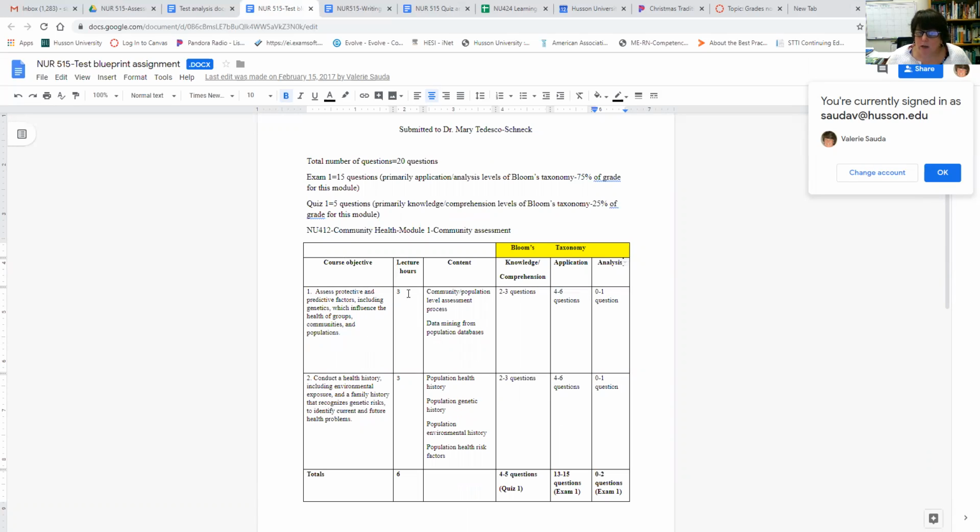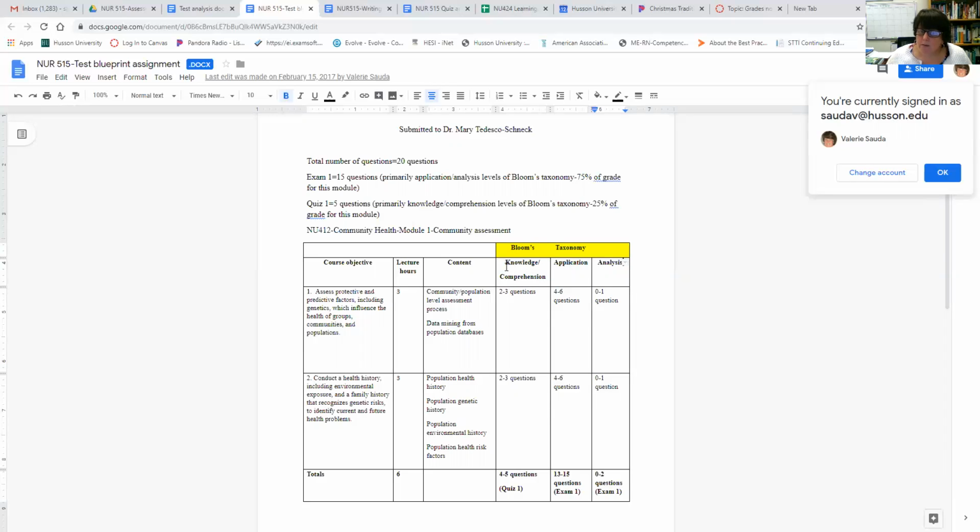In this particular case, I did a 3-hour session. This one I did a 3-hour session for an overall total of 6 hours. The next column is the content that was covered in that particular part of time, making sure that I directly connected this content to the course objective. The last 3 columns should look familiar to you. Using Bloom's taxonomy is an important part of education. We call that in education scaffolding of knowledge and learning.